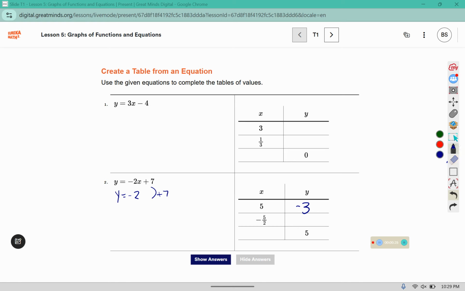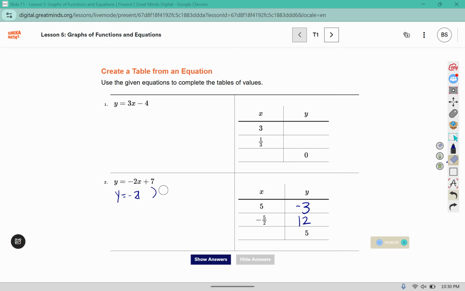Then we're going to plug in negative 5 over 2. Well, negative 2 times negative 5 is positive 10. 10 over 2 can be changed into 5. And 5 plus 7 is 12.